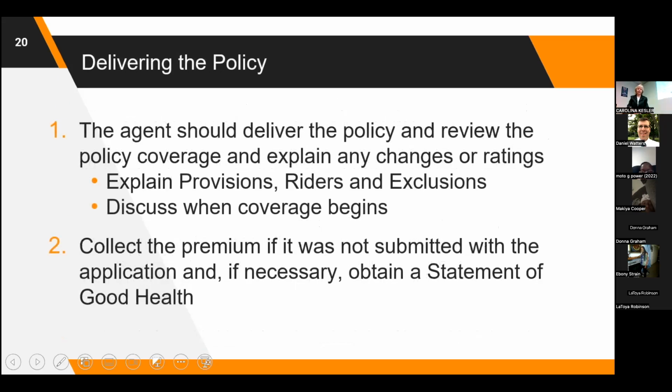It's good. Okay, the agent should deliver the policy and review the policy coverage and explain any changes or ratings, explain provisions, riders, and exclusions, discuss when coverage begins, collect the premium if it was not submitted with the application, and if necessary, obtain a statement of good health.